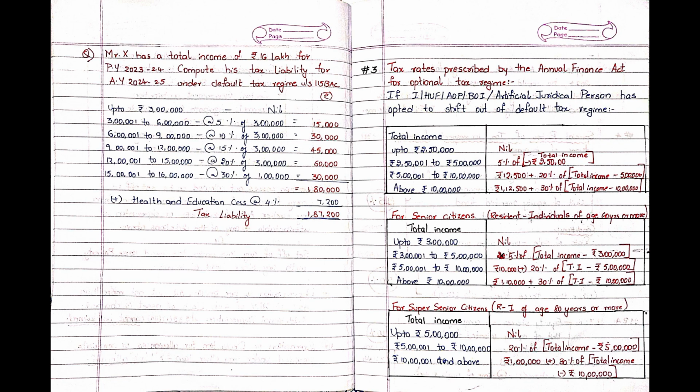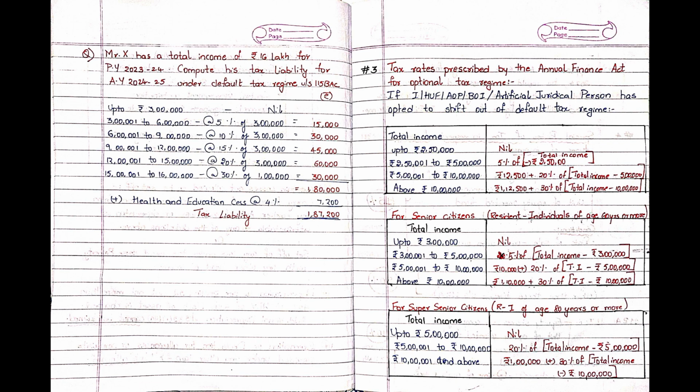Having discussed the tax rates under the default tax regime, the deductions or exemptions which are not allowed under the default tax regime, and after discussing one illustration on how tax is computed under the default tax regime, let us now revise the tax rates which are charged as per the normal provisions of the Annual Finance Act.